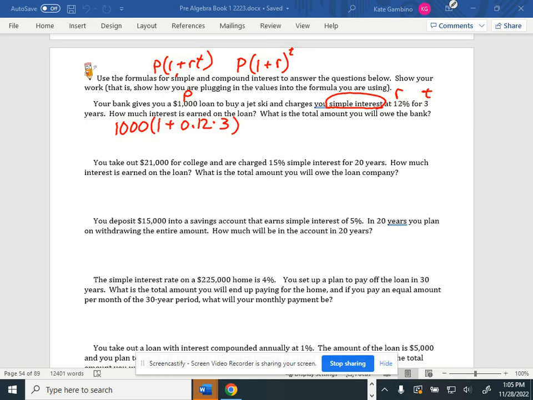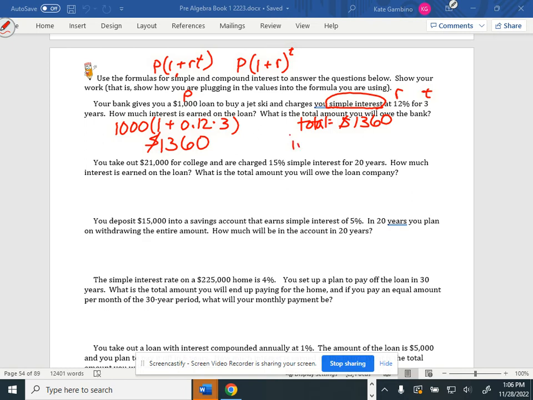Emmett? 1,360. Yeah. So now we have to ask ourselves, which question did that answer? How much interest is earned on the loan, or what is the total amount you owe the bank? Aiden. Yeah, that's our total amount. We started with $1,000. Our total amount will be 1,360. So that's our total.